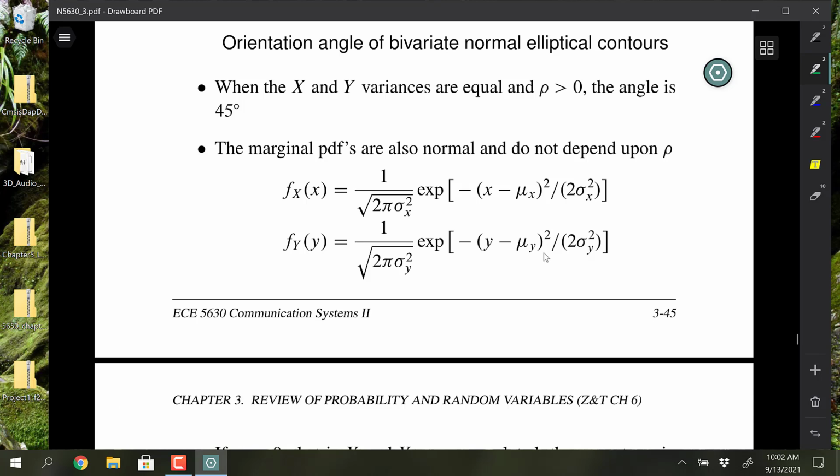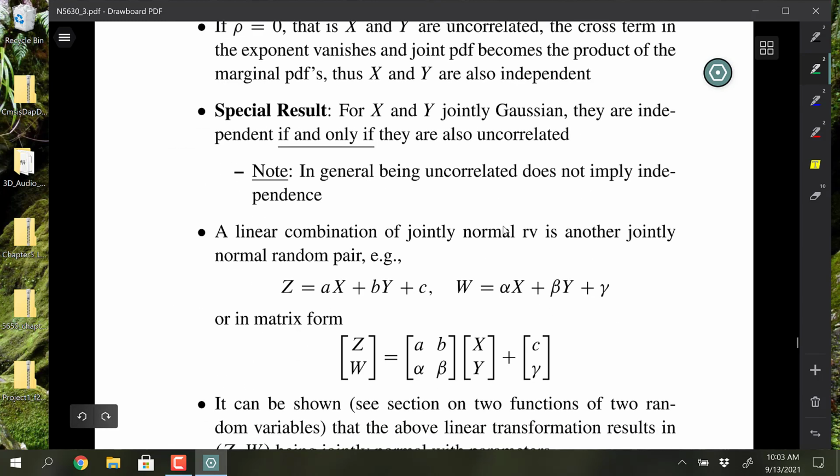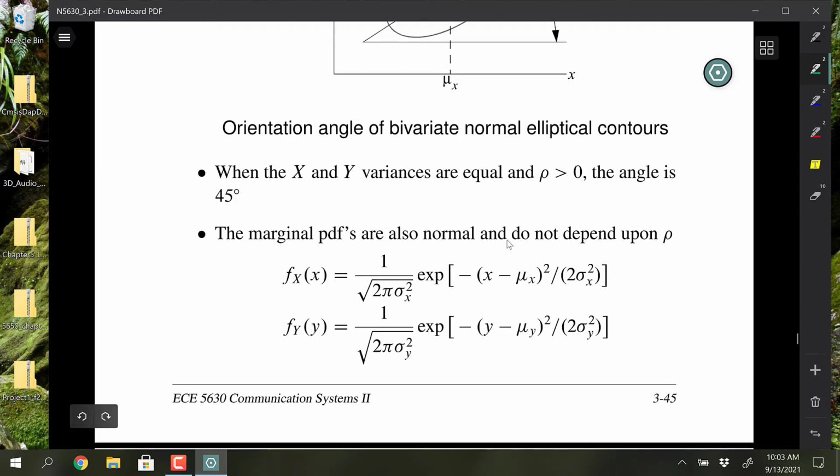you get the marginal PDF. In other words, if you integrate out the unwanted random variable, you will get a PDF that's Gaussian. But it involves, wait a minute, I'm thinking of something else. I'm thinking of statistically coupled, conditional PDF.